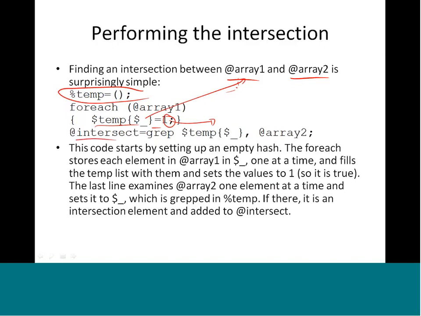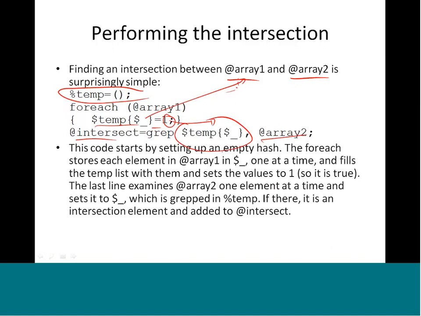The array intersect is the same as grep of $temp{$_} over all the elements in array 2. So for each of them, basically it finds out what the value is there.